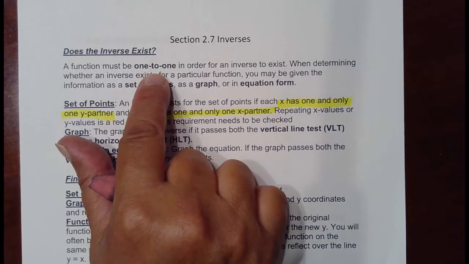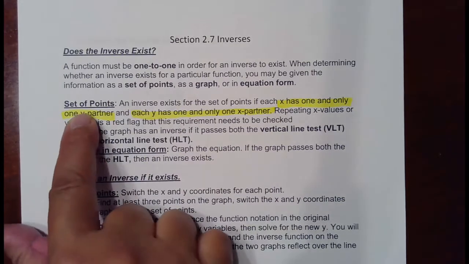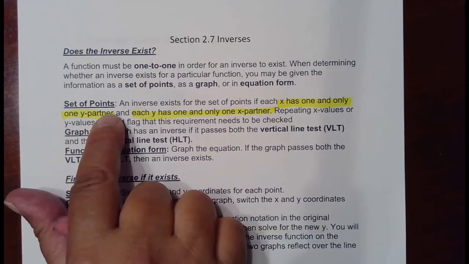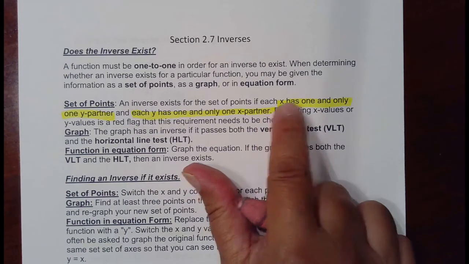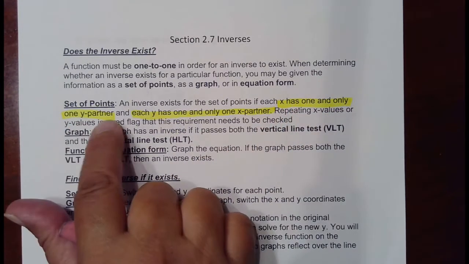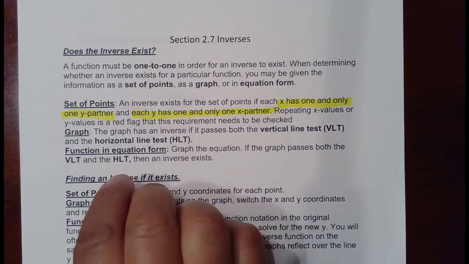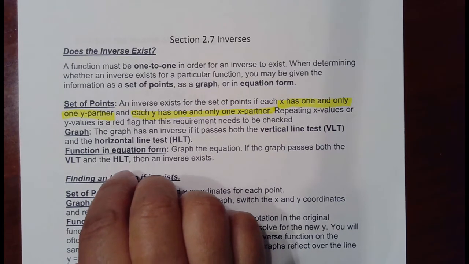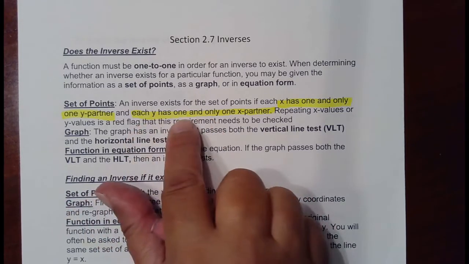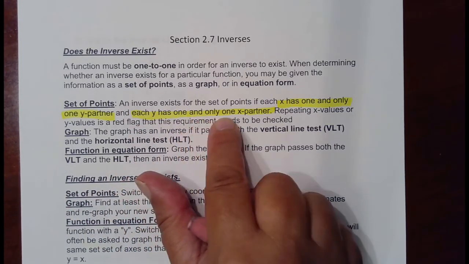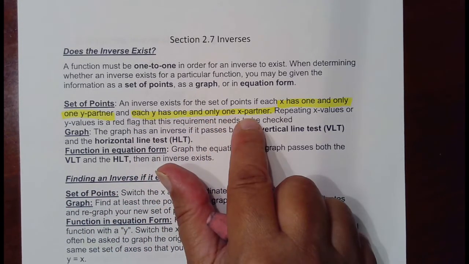And here's the definition of one-to-one. Say you're working with a set of points, a set of ordered pairs. Each x of the points has to have one and only one y partner. No x value is allowed to have more than one y partner. And the same is true for the y's. Each y coordinate can only have one x partner, no more than that.